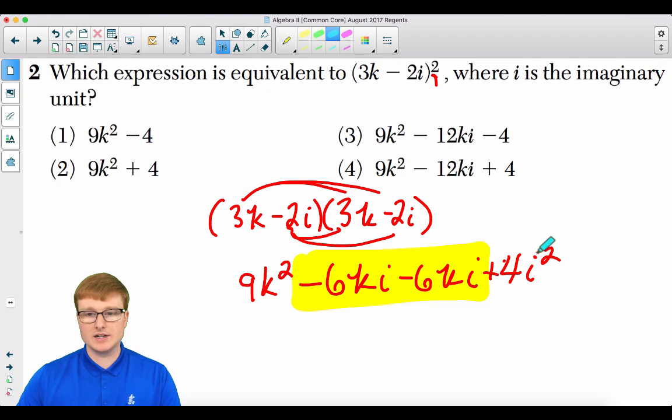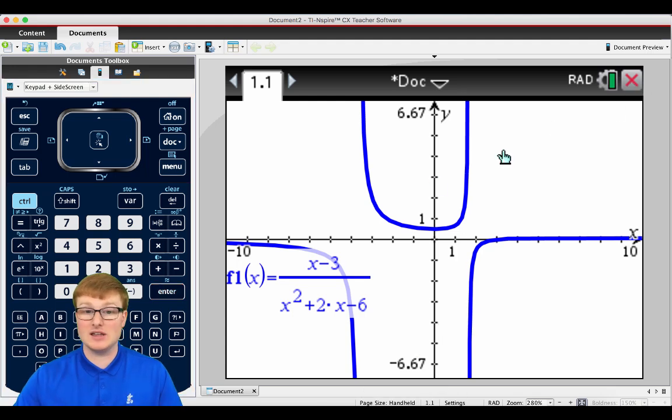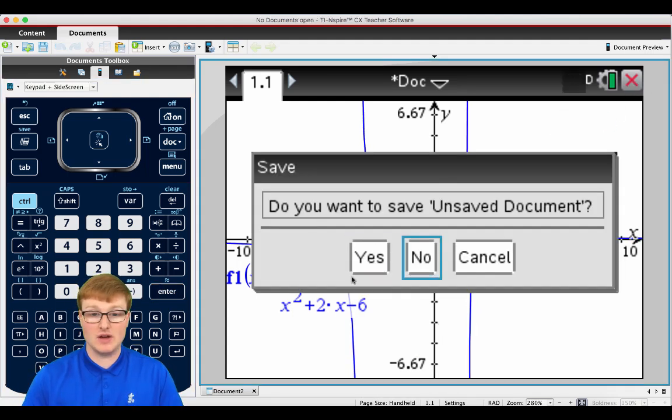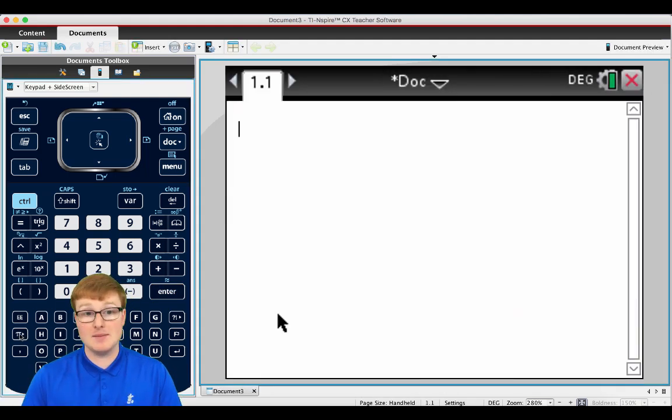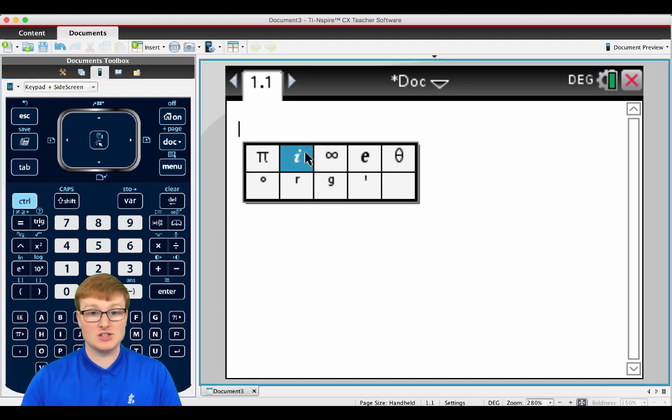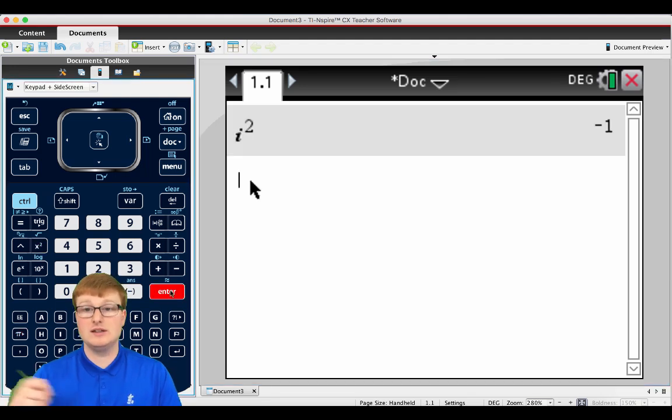The i squared over here, by the way, is actually equivalent to the number negative 1. If you just verify that on your calculator, you can, if you forget your powers of i. Go to your calculator page. In the pi button, there's a little i symbol. i squared is equal to negative 1.